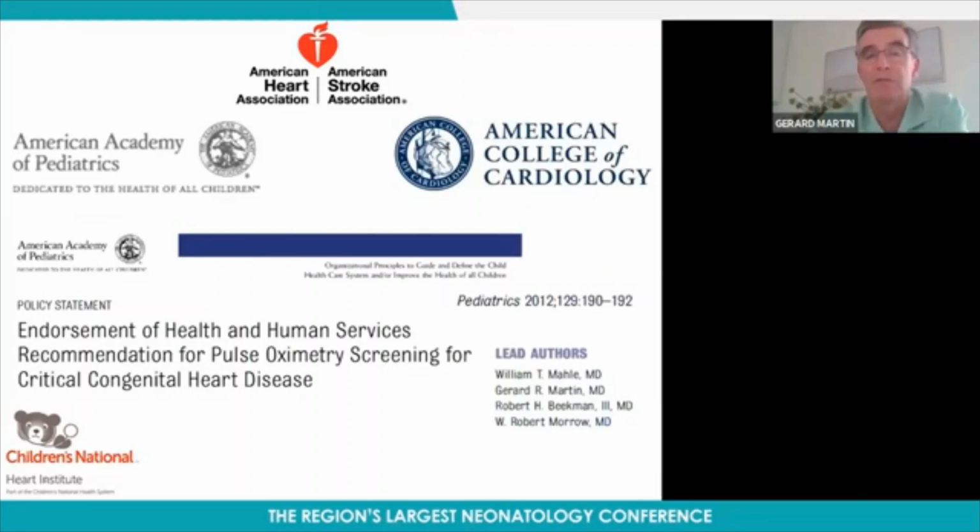We had the first expert panel that met in Washington, D.C., where we devised an algorithm for the United States. That paper was published in Pediatrics, and within a year of that manuscript, we were able to receive endorsement from Health and Human Services to add pulse oximetry screening to the newborn panel in the United States. But more importantly, we also got all of the major scientific societies to endorse pulse oximetry screening.